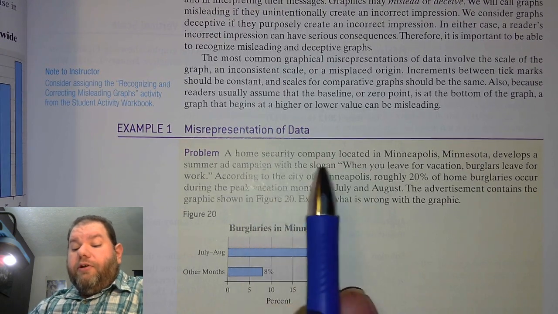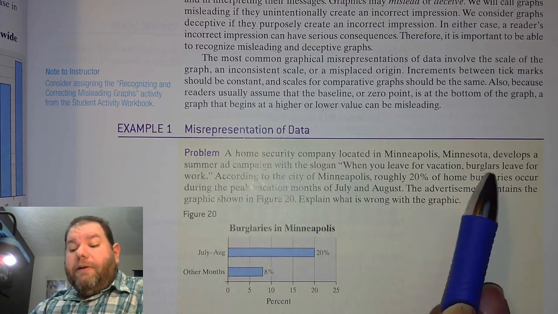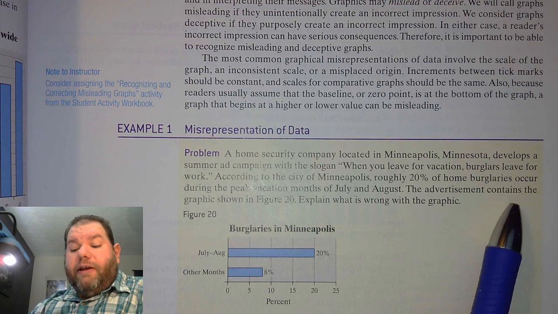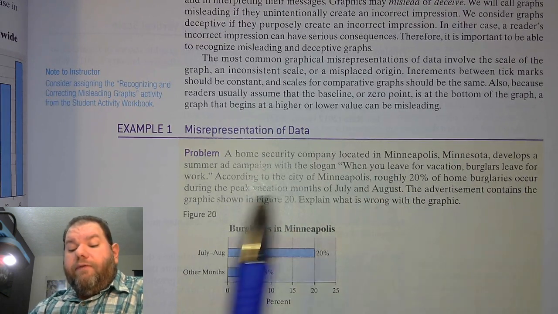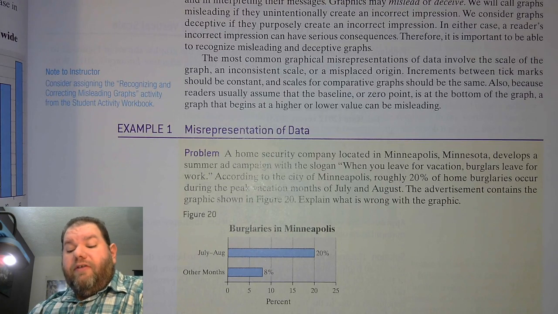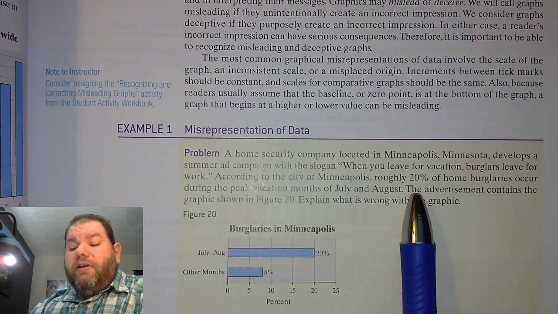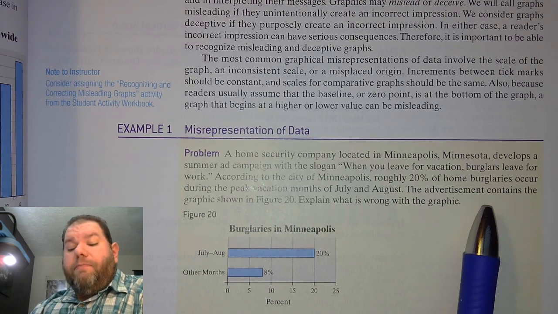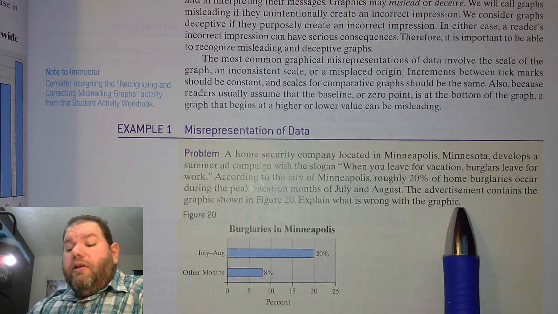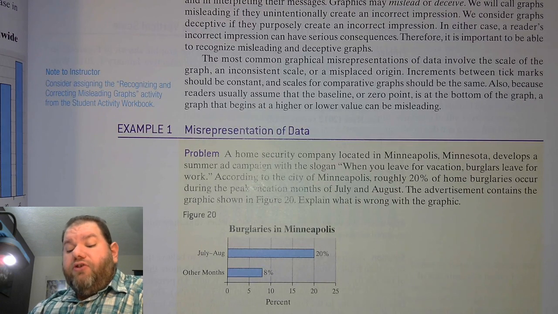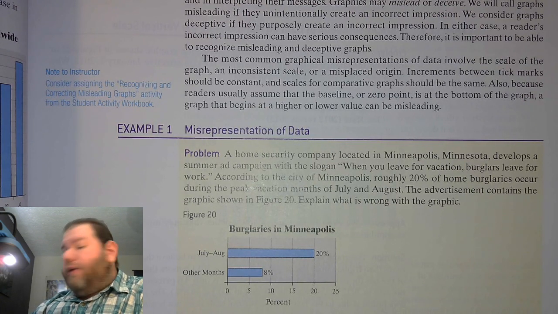So, a home security company located in Minneapolis, Minnesota, develops a summer ad campaign with the slogan, "When you leave for vacation, burglars leave for work." According to the city of Minneapolis, roughly 20% of home burglaries occur during the peak vacation months of July and August. The advertisement contains the graphic shown in Figure 20. Explain what is wrong with this graphic.